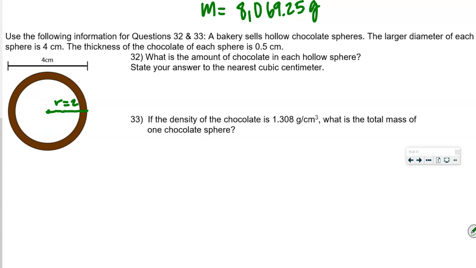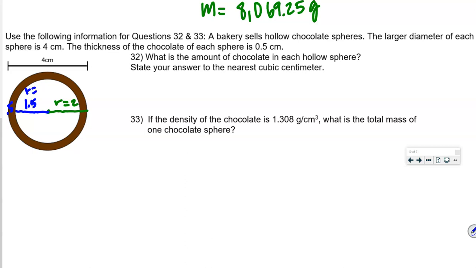So what we're going to do here is we're going to find the outer sphere, and then we're going to find the inner sphere, and we're going to subtract the inner sphere from the outer sphere because the white part is now gone, right? So then if we were to find the radius right here, wouldn't it be, it says the thickness is 0.5, right? So that's 0.5. So if I subtract 0.5 from 2, I get 1.5, don't I? So that's the other radius.